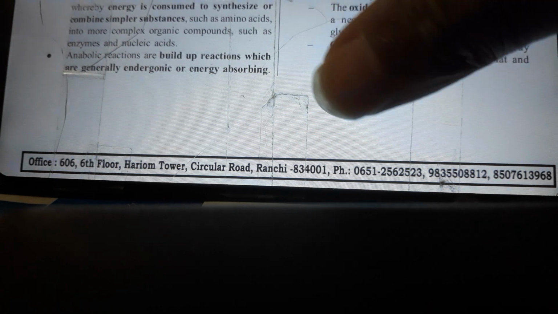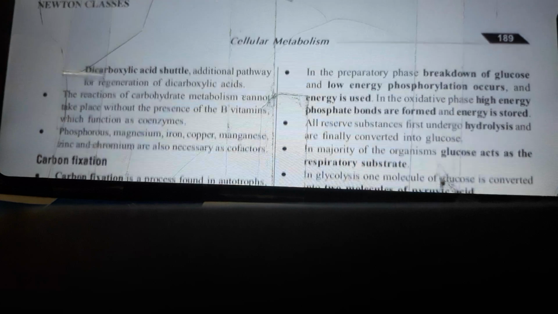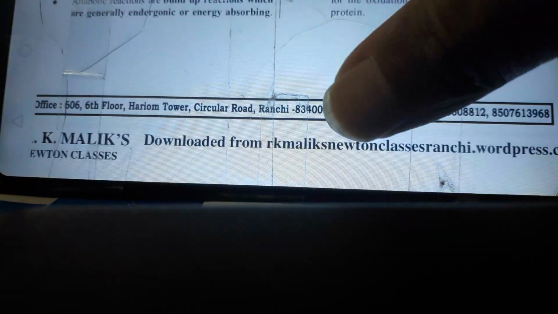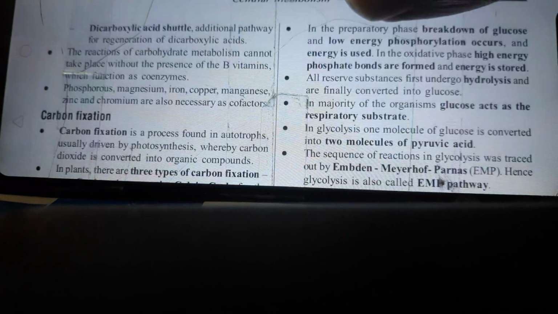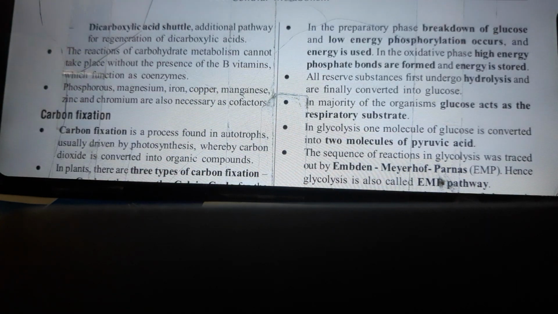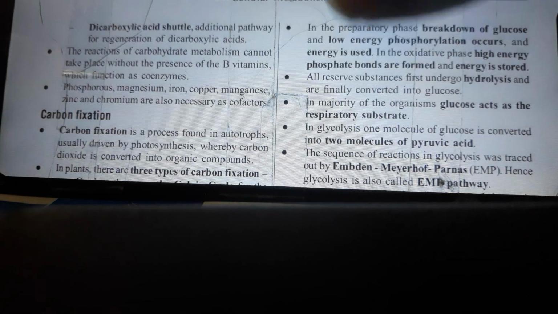So here we finish up this topic on cellular metabolism, the initial part of it, and then we're continuing to the dicarboxylic acid shuttle, an additional pathway for regeneration of dicarboxylic acids, right?